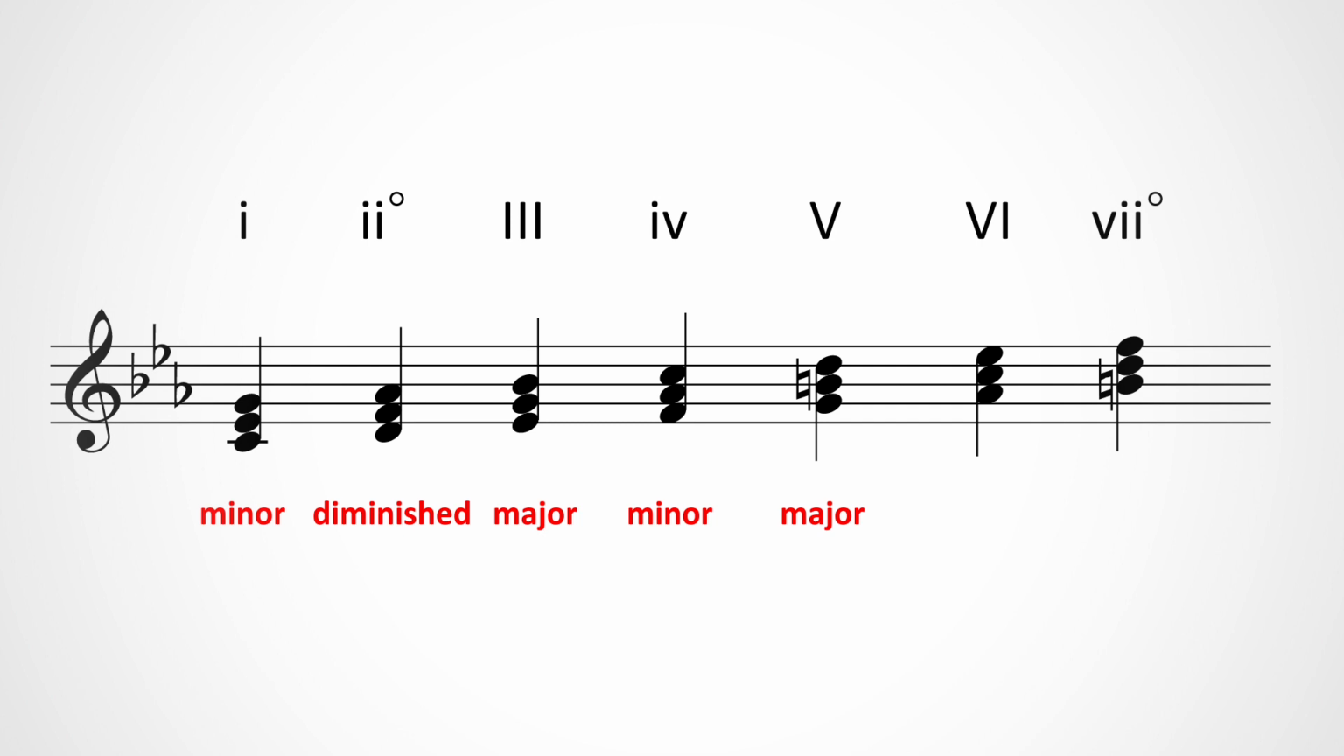How about the submediant 6? Yes, it's major. The tonic and submediant will always be the opposite quality, so a major tonic has a minor submediant and a minor tonic has a major submediant.